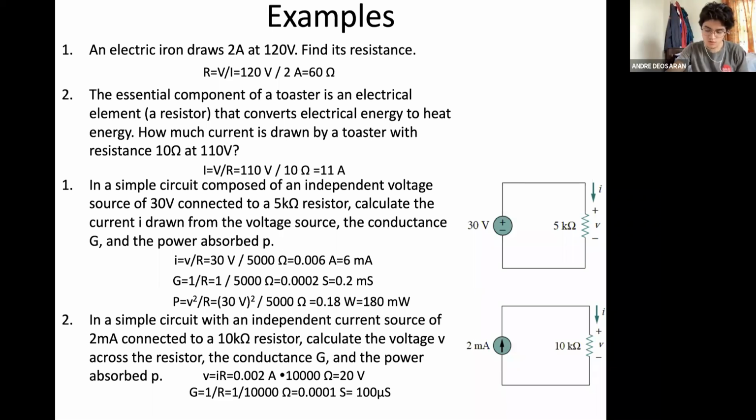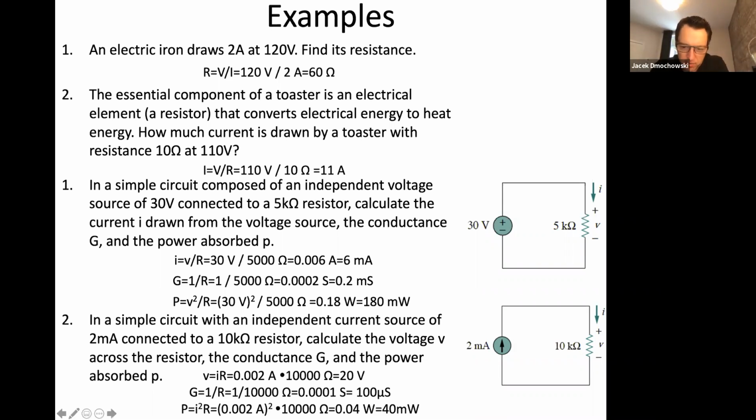You can multiply the voltage by the current. Yes, that gives you 40 milliwatts, right. Yeah, so we have the voltage of 20 volts and the current of 2 milliamps. And so when you multiply that out, you get 40 milliwatts, just like you said. Very good.